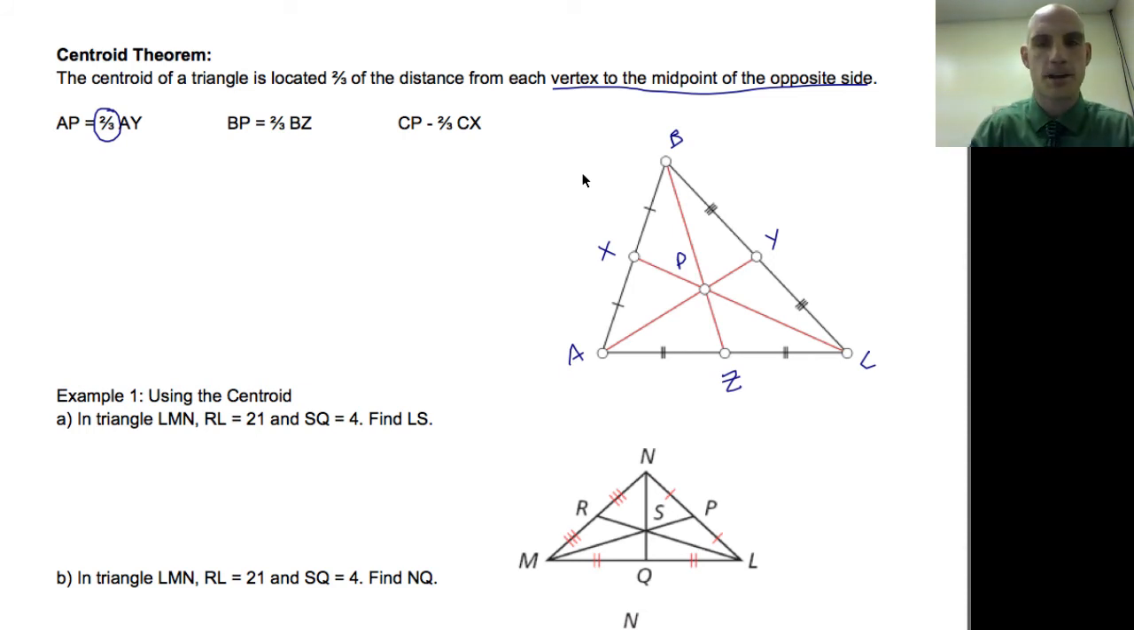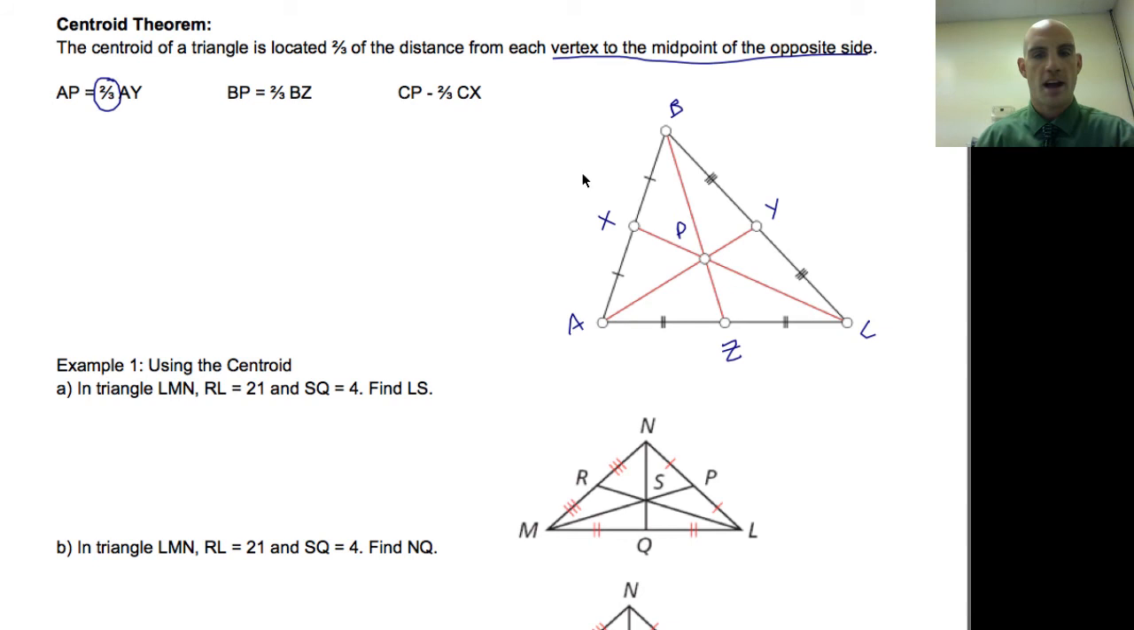So let's solve a couple of problems to try to help us out in understanding this. In triangle LMN, RL is 21, SQ is 4. We want to find LS. Okay, well RL is 21. So that means that if we've got a centroid here, which is S, and we know that it is because the segments go from the vertex to the midpoint on the opposite side, that this is 2/3. This is 2/3 of the segment that it's a part of.